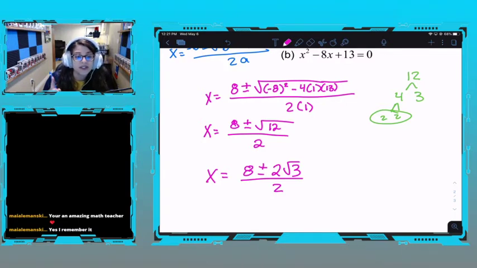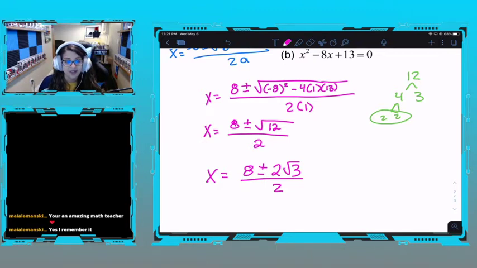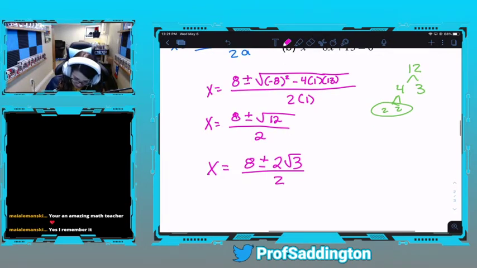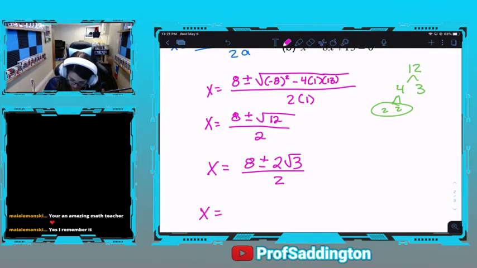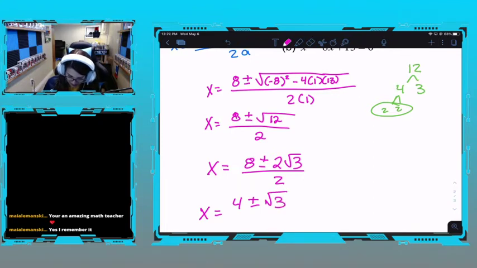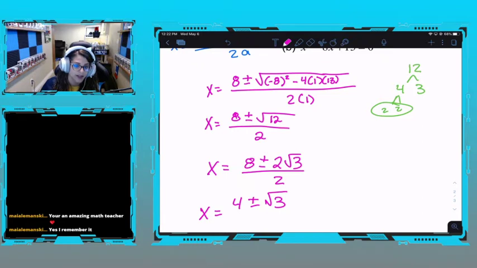Now this will simplify, because each term has a 2 that I could divide by. So we're going to have 8 over 2 is 4, plus or minus 2 over 2 is 1. And technically that's all over 1. So we have x is 4 plus or minus radical 3.